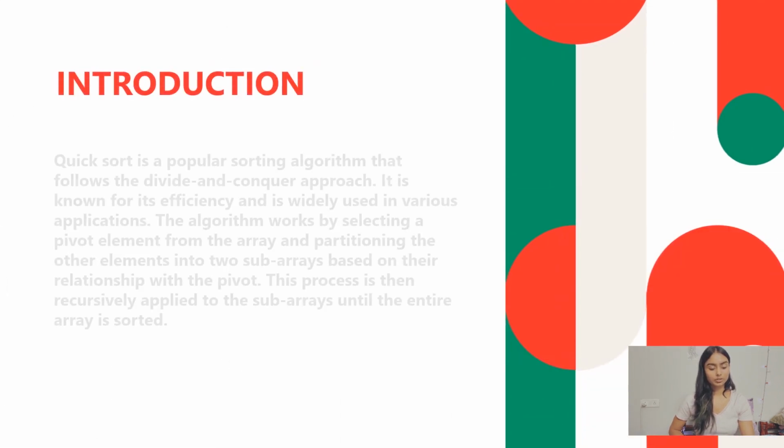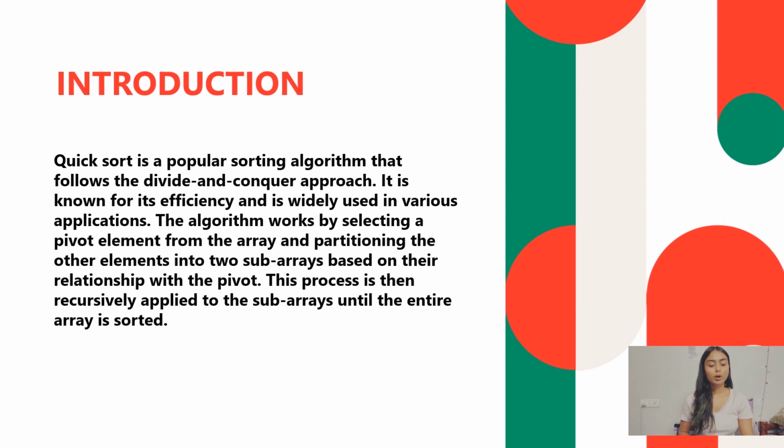So the introduction. QuickSort is a popular sorting algorithm that follows the divide and conquer approach. It is known for its efficiency and is widely used in various applications. The algorithm works by selecting a pivot element from the array and partitioning the other elements into two subarrays based on the relationship with the pivot. This process is then recursively applied to the subarrays until the entire array is sorted.